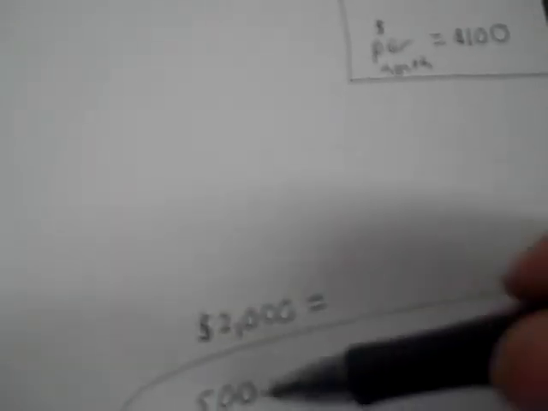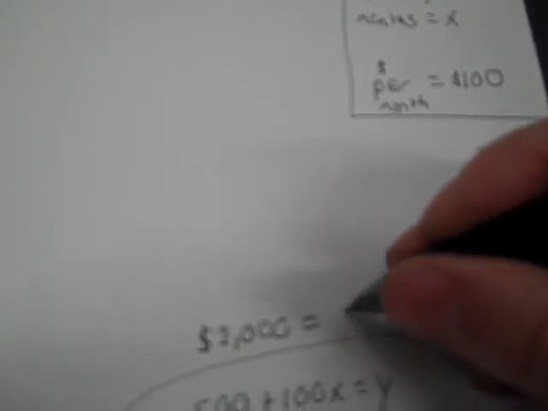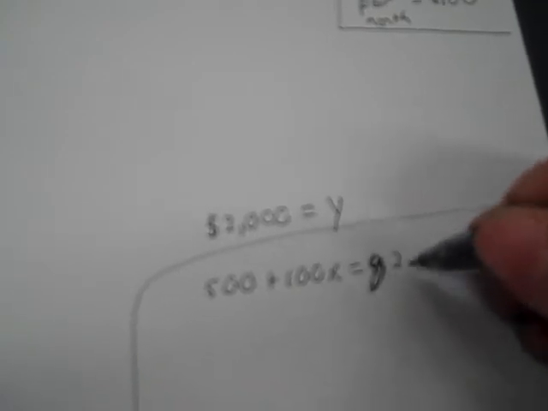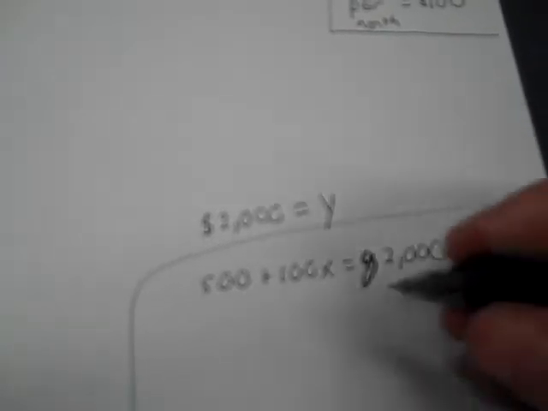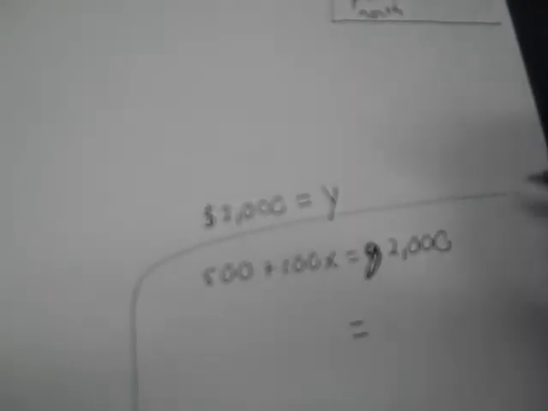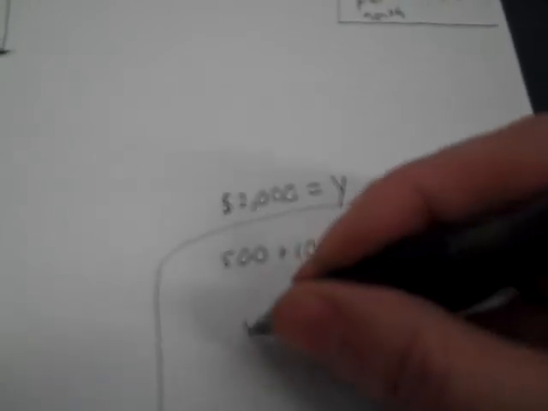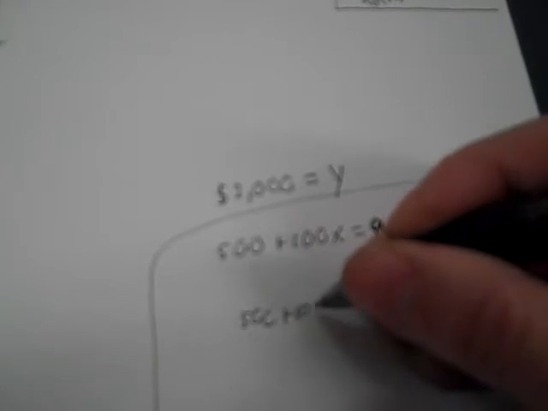Now the final number in the problem is $2,000. Now that's $2,000, so dollar stands for Y, so we will be putting that in for Y. Well, here's the Y, nothing with it, so I just scribble it out and put 2,000. Okay, so all I have here is 2,000. And on the other side, I've got 500 plus 100x.